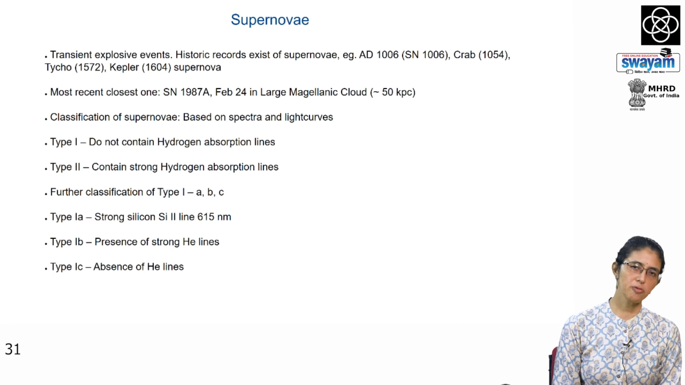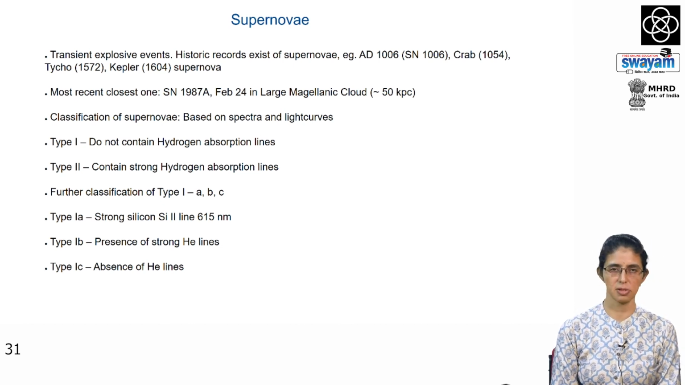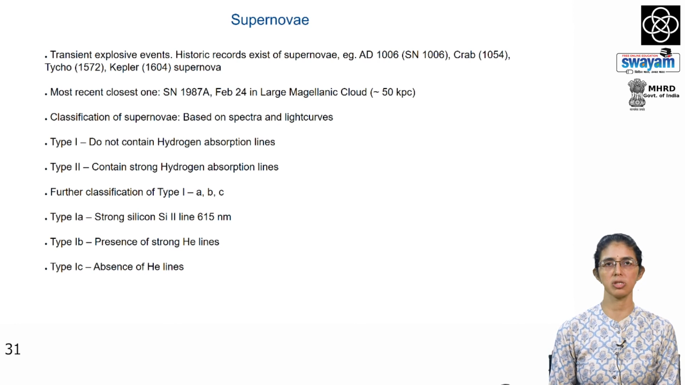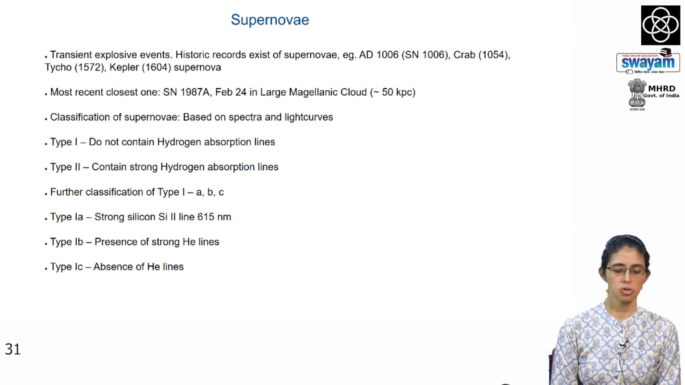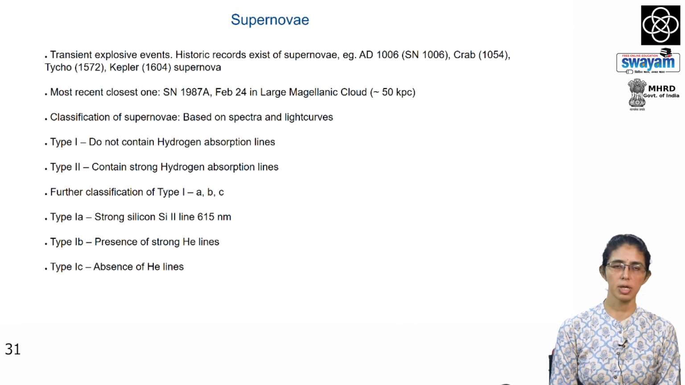The supernovae have also been classified based on both their spectra and light curves. So, they were first classified as type 1 and type 2. This type 1 and type 2 classification is based on the spectra taken during the supernova explosion. So, the type 1 supernovae do not contain hydrogen absorption lines, whereas the type 2 supernovae contain strong hydrogen absorption lines. Further, it was found that type 1 could be subcategorized into A, B and C.